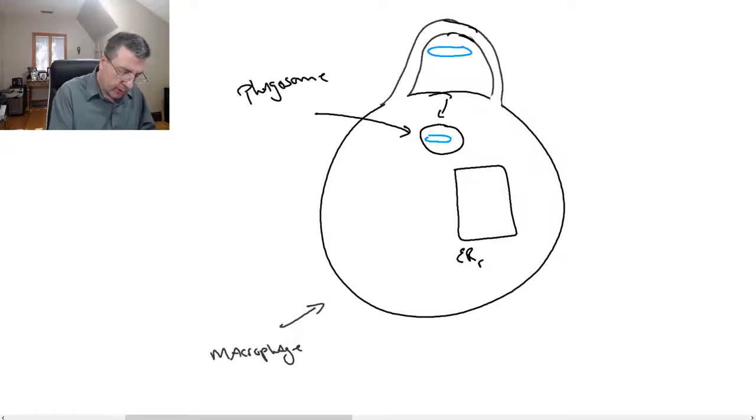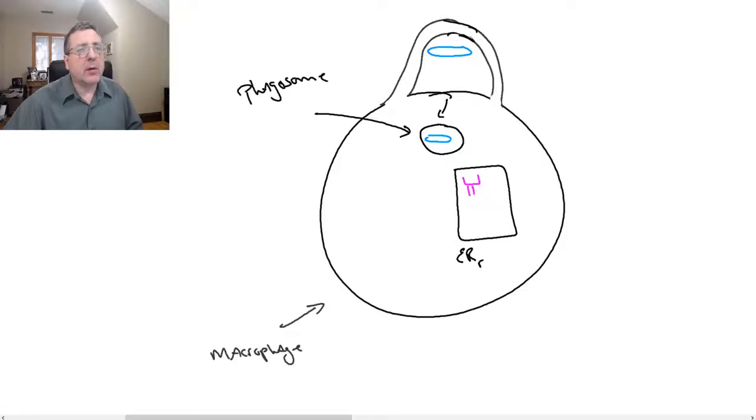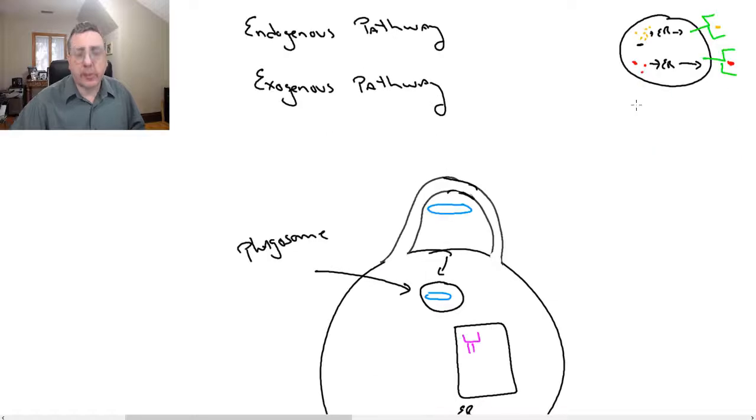Let me change colors. Let me do pink. So we have a pink platform on this one. Remember on the other one we had the green. If you can see on here, we only had that one stalk.